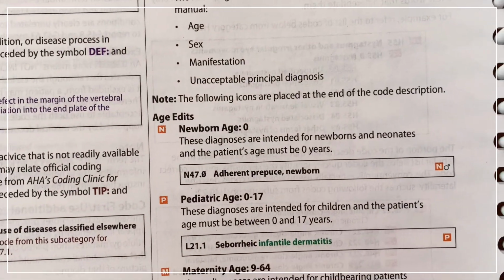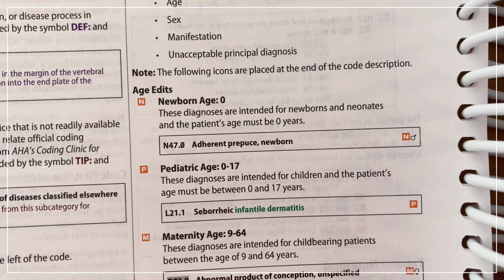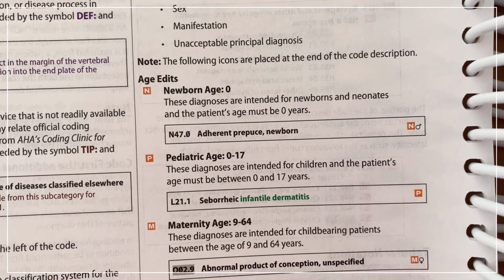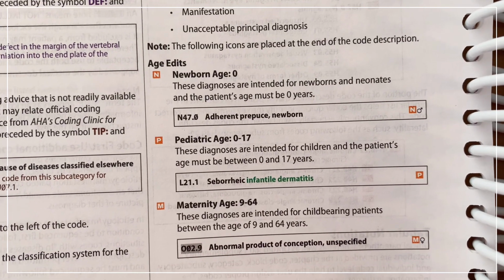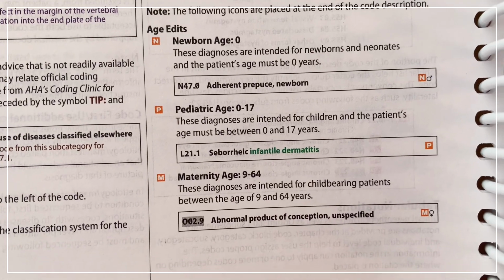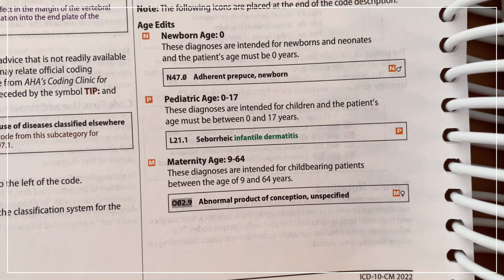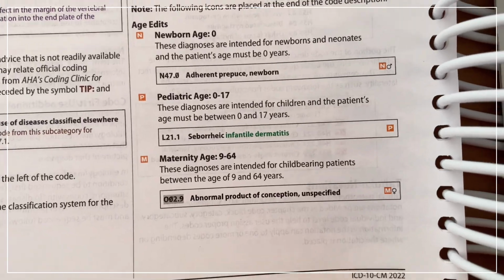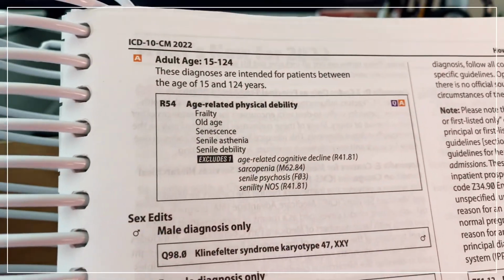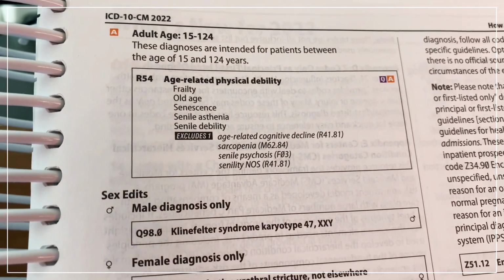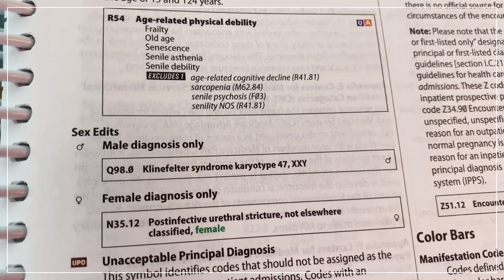Okay, so here we are in the beginning, and these are just showing you some of those ones that I was just telling you about. So newborn, age 0. Patient's age must be 0 years. Pediatric age, 0 to 17 years. Maternity age of 9 to 64 years. And then you have the adult age, and so on and so forth.